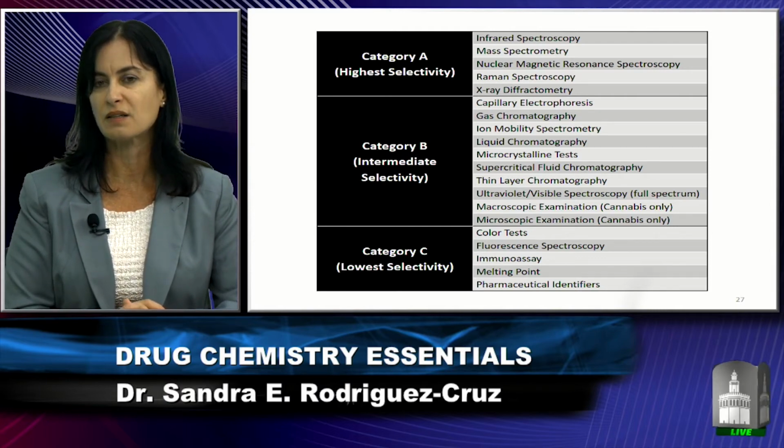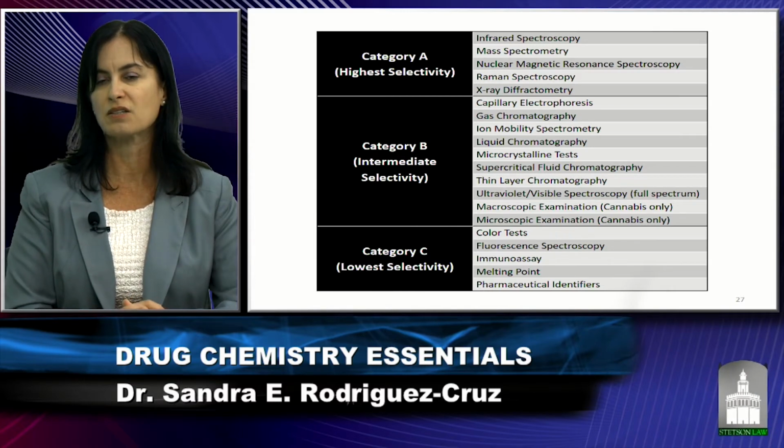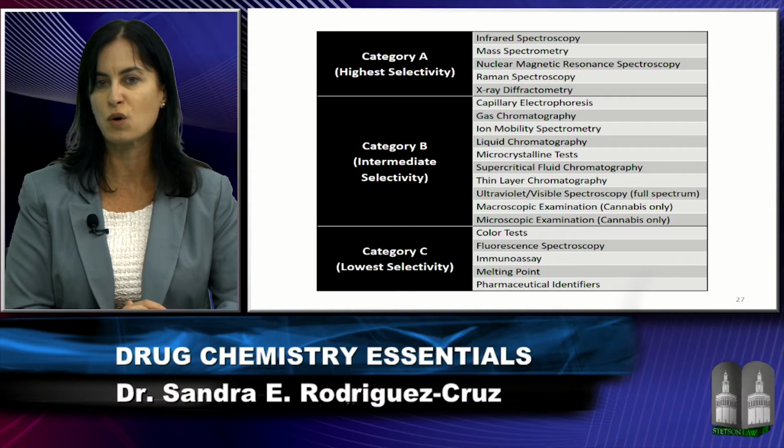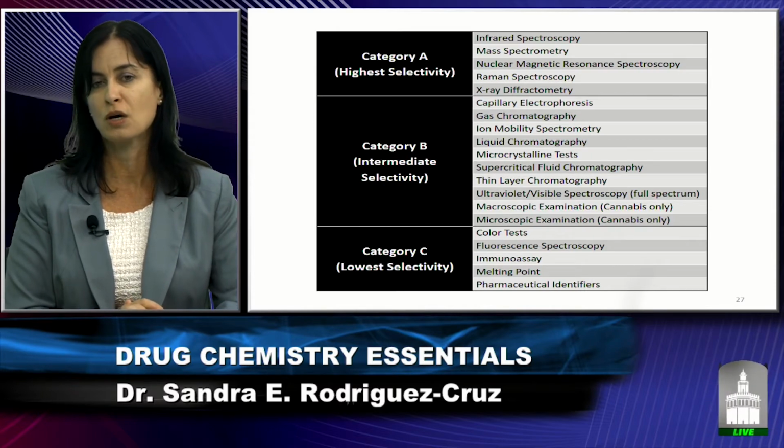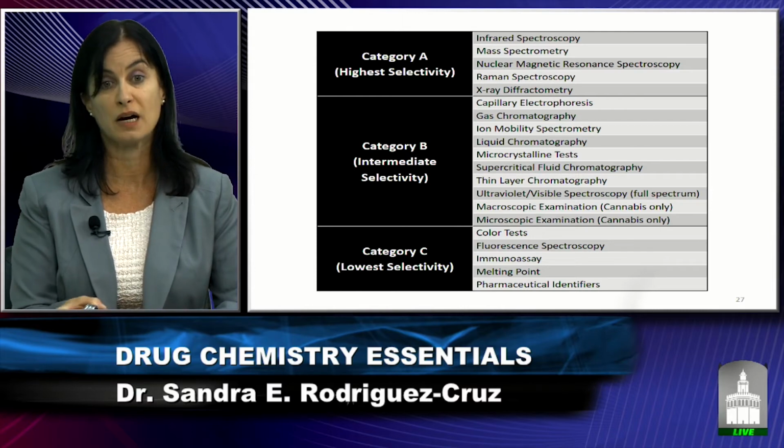Category B techniques, we put here a lot of the separation techniques. Those may give us very reliable information, but that are missing some of that structural information. And category C are the lowest selectivity, but these are very good tests for initial testing, for screening, as well as for corroboration when a category A or B are also used.